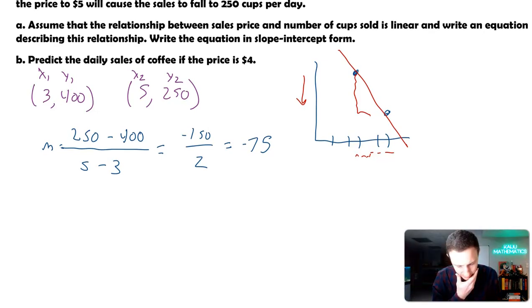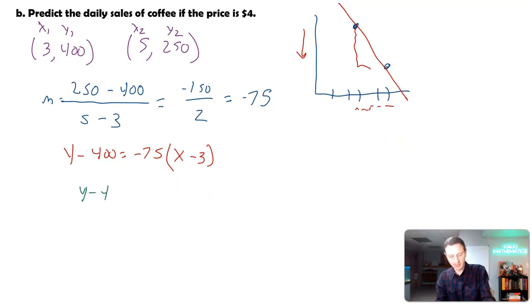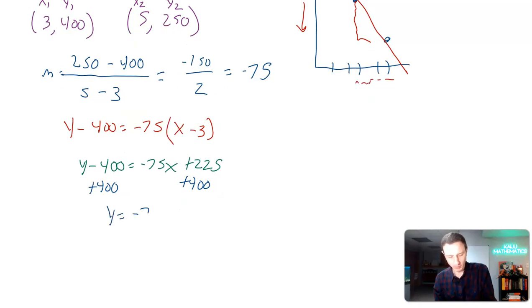Do we want an equation? Yeah, write the equation. So we've got to write the equation now. y minus y1 equals the slope of negative 75 times x minus the x1. So y minus 400 equals negative 75 times x minus 3. 75 times 3, not trusting my mental math, is 225. So plus 225. Add 400. So y equals negative 75x plus 625.